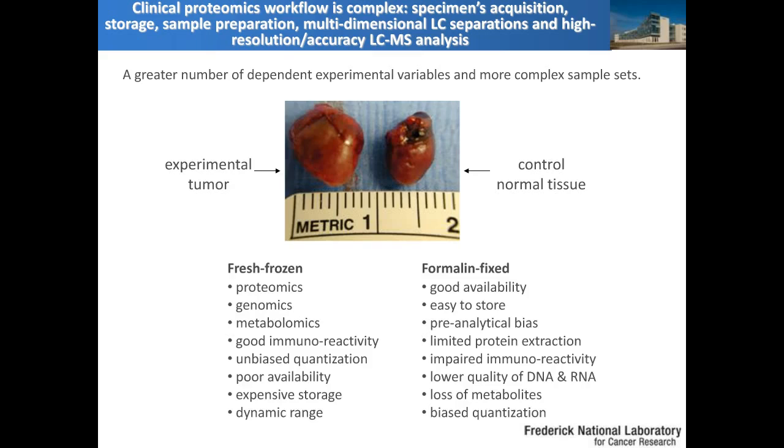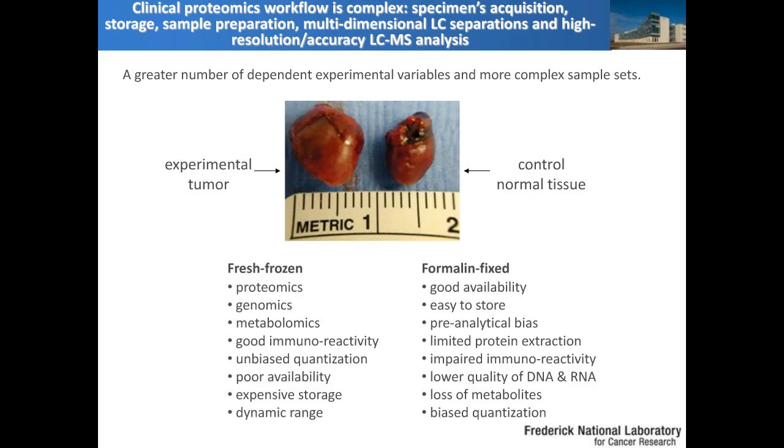The question is, what are the samples that one would like to use? There is a huge amount of formalin-fixed samples. They are good, they have good availability, and there is a big push to use those, but we still believe that fresh frozen samples are the gold standard, because one can do proteomics, genomics, and metabolomics at the same level, which you cannot do with formalin-fixed.